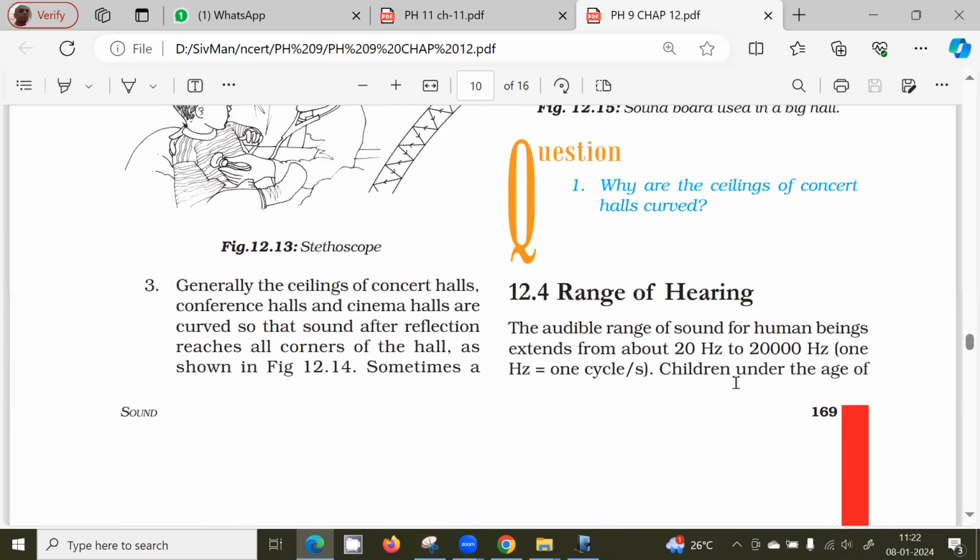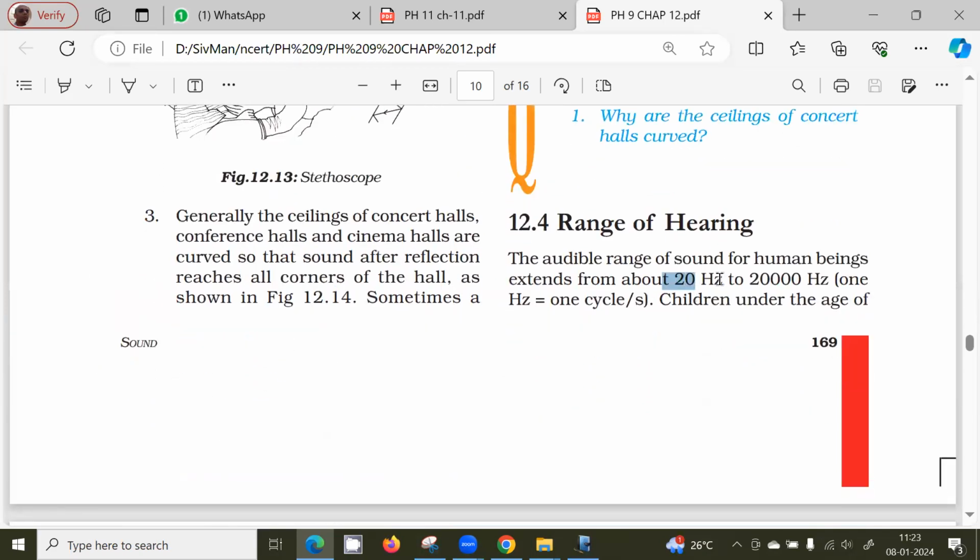Sir, one doubt, sir. Yeah, just a minute. So that range is 20 hertz to 20,000 hertz. Yeah, what is the doubt? Sir, the dog whistle has a higher frequency, so we cannot hear it, sir. Yeah.